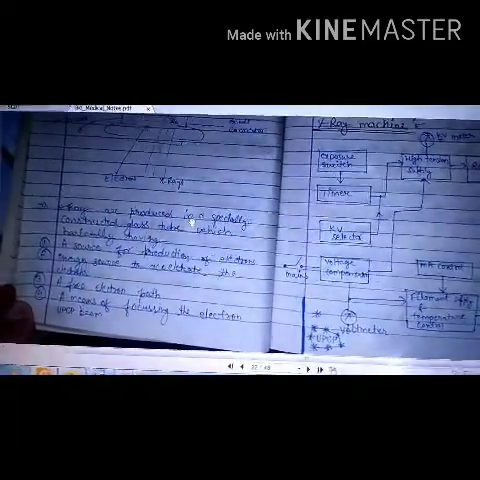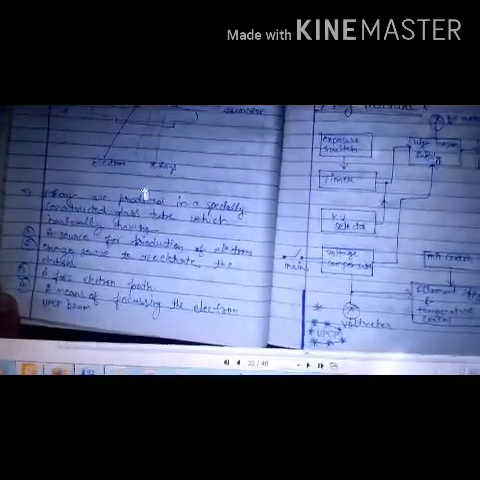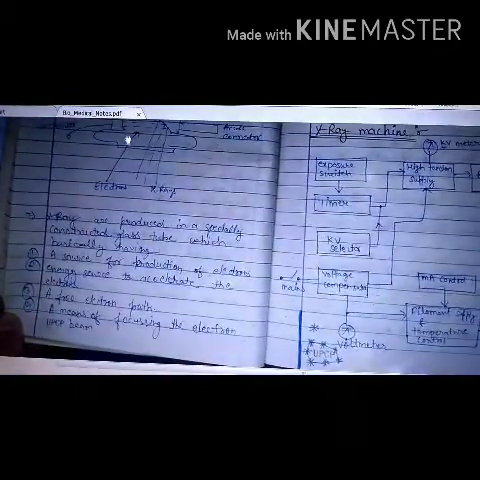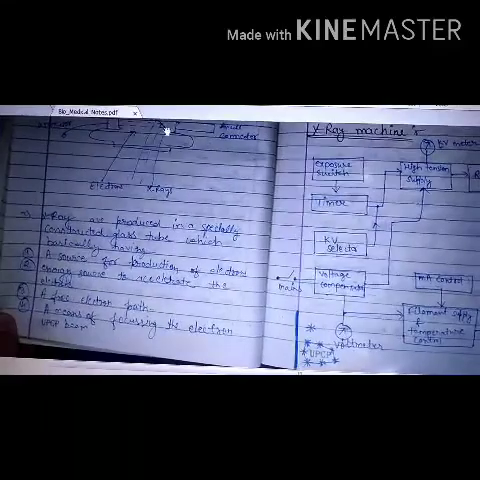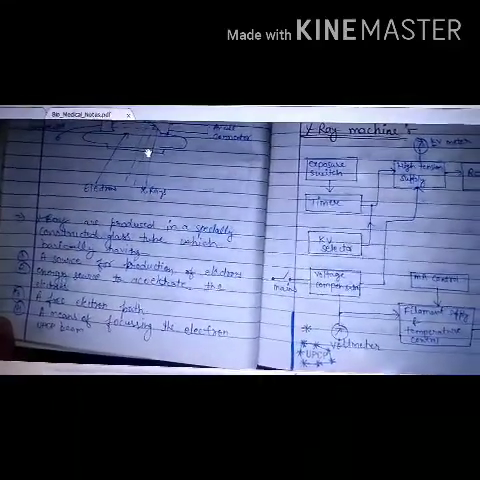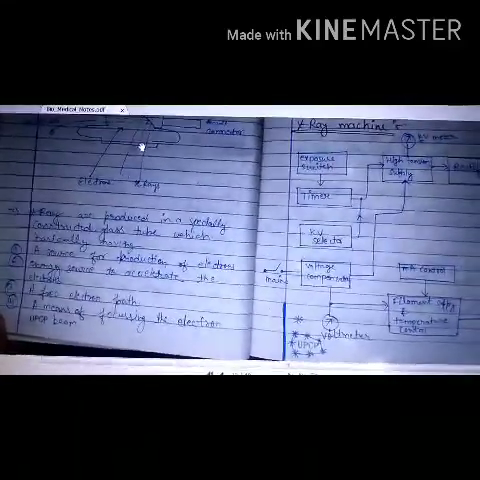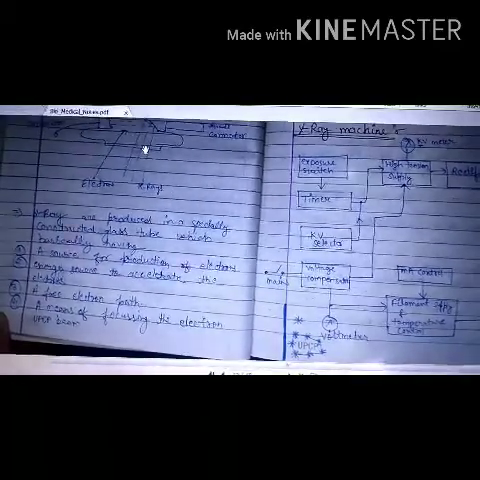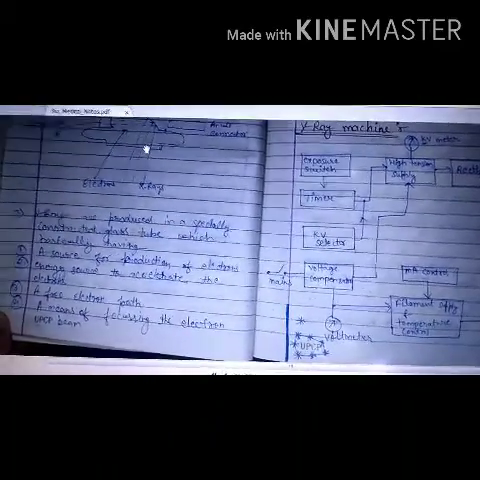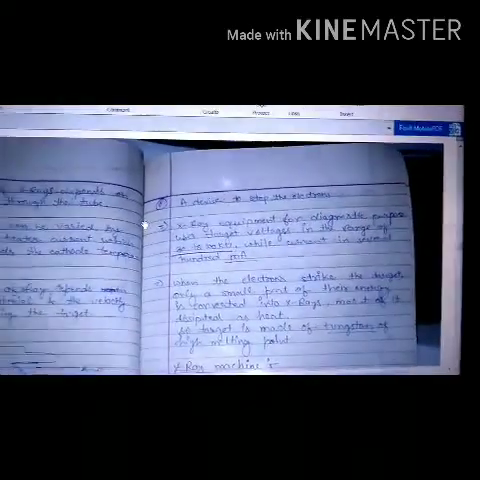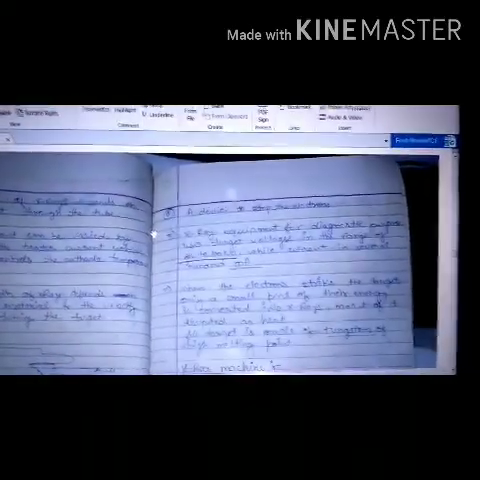Then there must be a free electron path, a mean free path between the anode and the cathode, through which electrons can flow. Then a means of focusing the electron beam, so that we can focus these electrons in the form of a beam that will hit the target. And finally, a device that will stop the electrons.